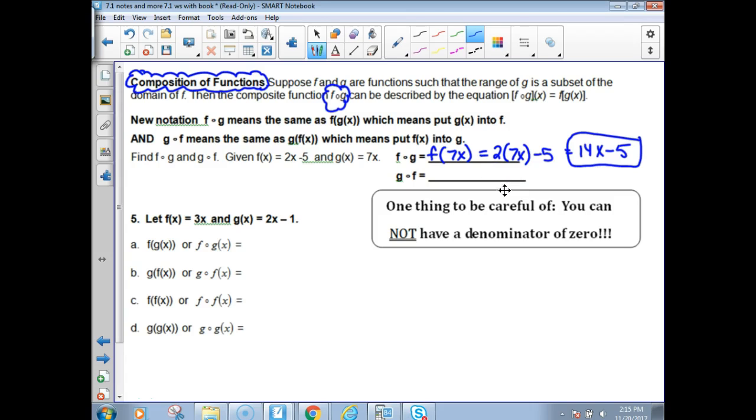I know that's confusing, and it's because all of these have x in them. It would be nice if this had a different variable, and then you were replacing that variable with whatever this was. But we have to be able to read it.